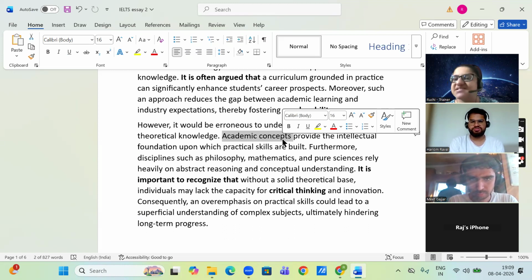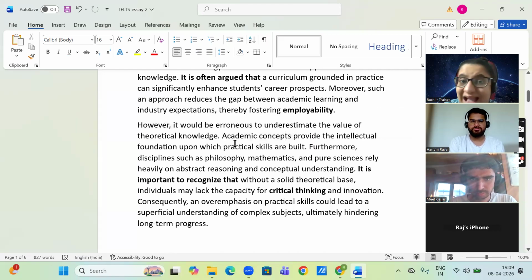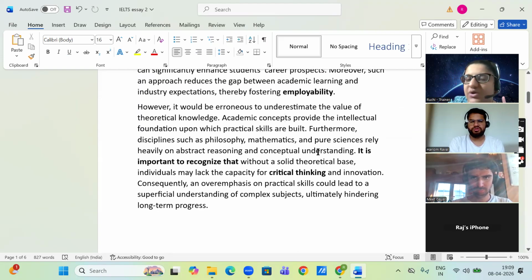You want to replace the word with various different words, right? So, academic concepts provide the intellectual foundation upon which the practical skills are built. It's a good sentence. Listen again. You can close your eyes and listen to it. Okay? That way you internalize it much better. Academic concepts provide the intellectual foundation upon which practical skills are built.